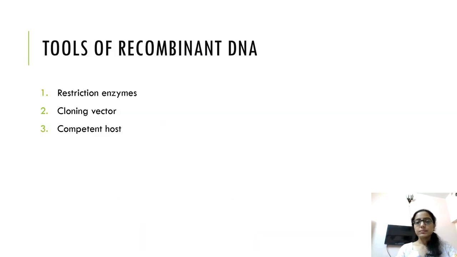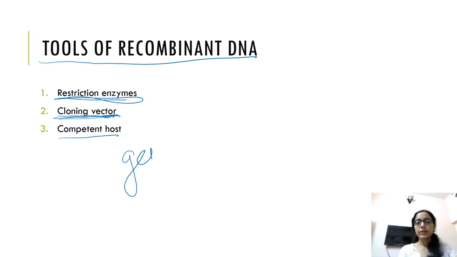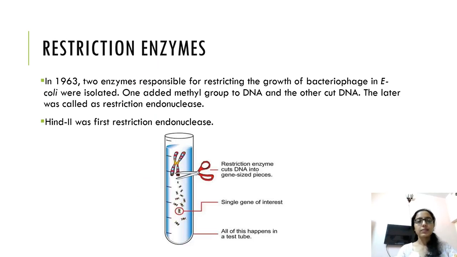Now what are the tools? What do you require for rDNA technology? We require enzymes called restriction enzymes. We require a cloning vector or plasmid, as we have talked about, and a competent host cell in which we can introduce this new gene, the new characteristic which is introduced by a gene. So these are the three main tools: restriction enzymes, cloning vector and competent host.